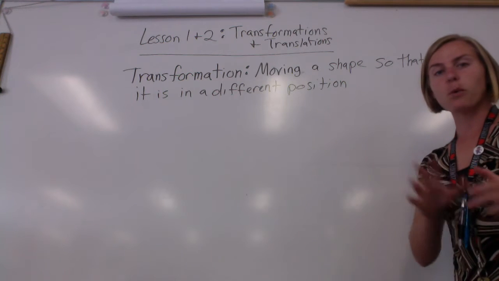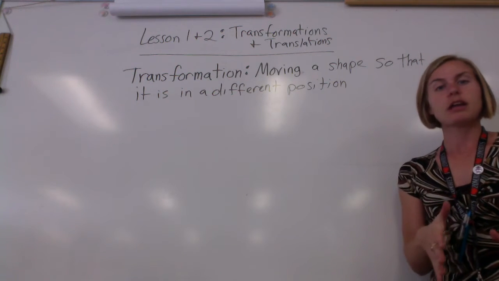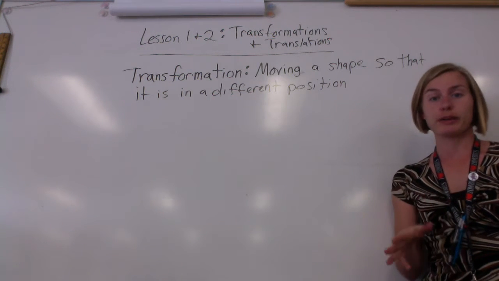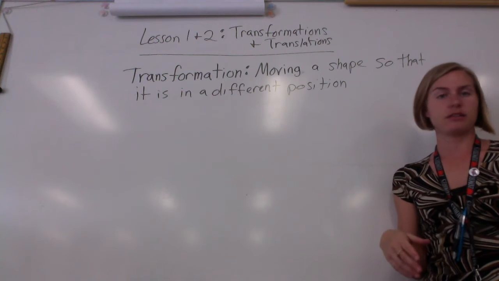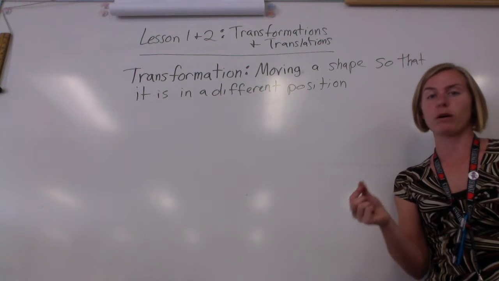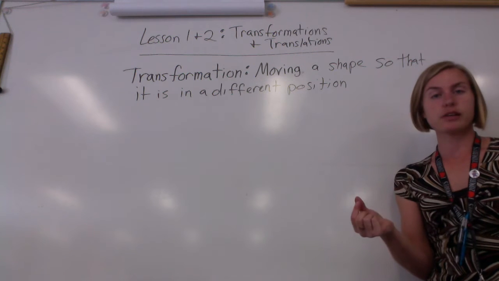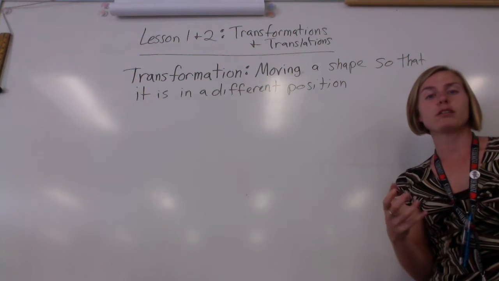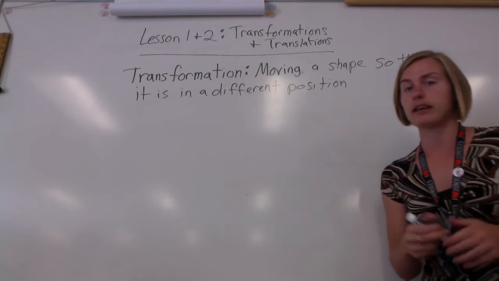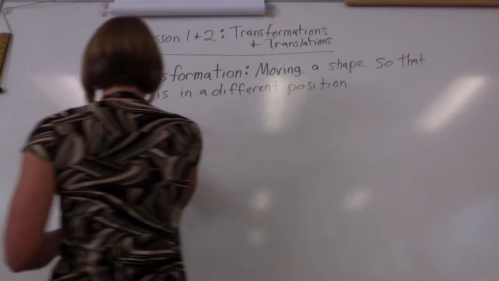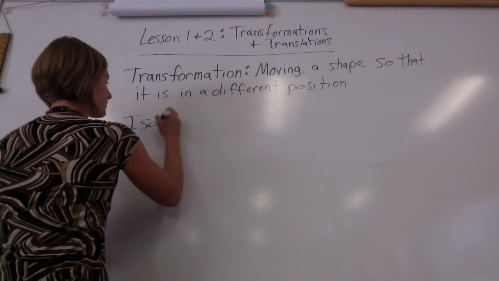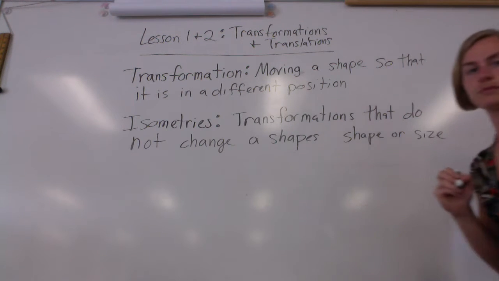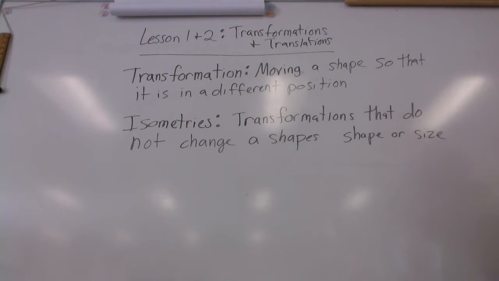Now, there's 4 different types of transformations. In this unit, we're talking about 3 different kinds of them, and then in Unit 3, we actually will talk about 1 type of transformation. And there's a reason we break them up in that way. The 3 that we're going to be talking about, we call them isometries. So let's get that down. So isometries are transformations that do not change a shape's shape or size.